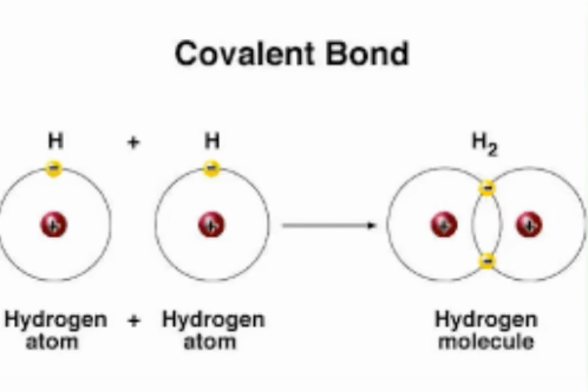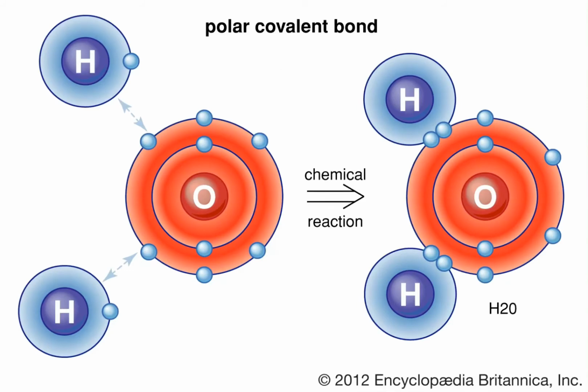A covalent bond, also called a molecular bond, is a chemical bond that involves the sharing of electron pairs between atoms. These electron pairs are known as shared pairs or bonding pairs, and the stable balance of attractive and repulsive forces between atoms when they share electrons is known as covalent bonding.